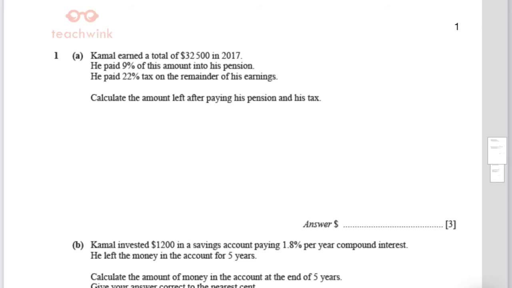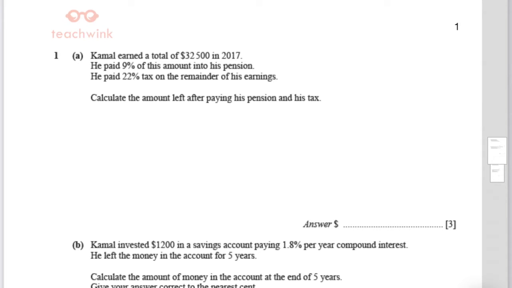So let's start. The question reads, Kamal earned a total of $32,500 in 2017. He paid 9% of this amount into his pension. He paid 22% tax on the remainder of his earnings. Calculate the amount left after paying his pension and his tax.